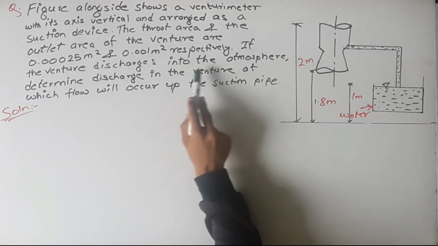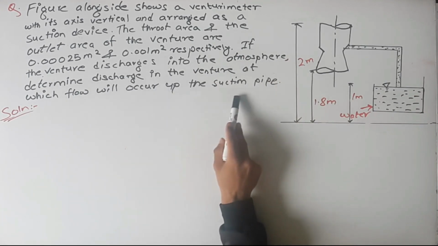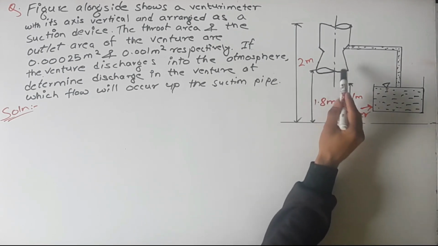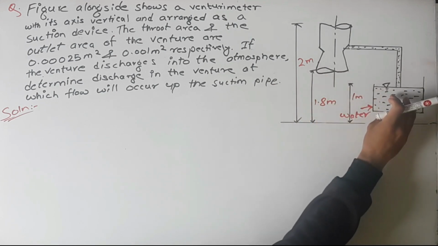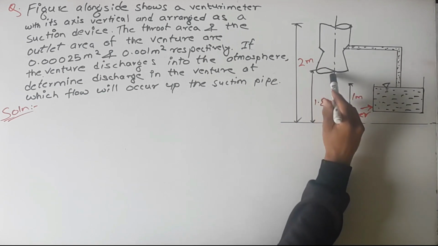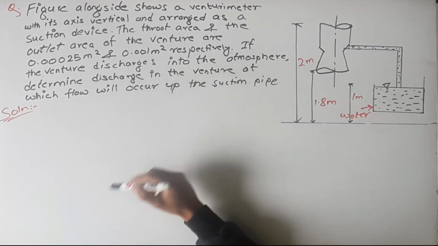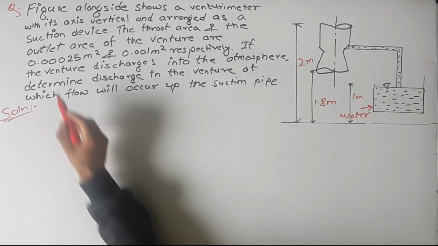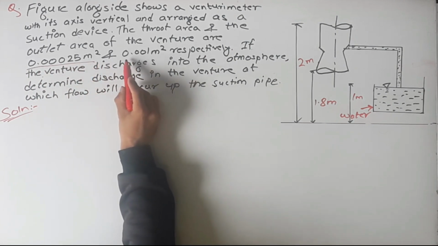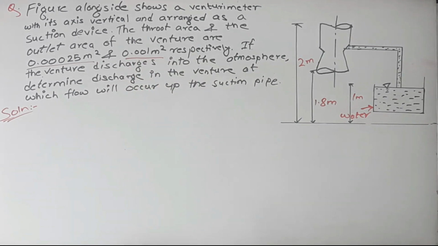If the Venturi discharges into the atmosphere, determine the discharge in the Venturi at which the flow will occur in the suction pipe. We have to find the discharge here, the minimum discharge, so that this water can flow from this outlet. For this, first of all, we will write what is given in the question. Here areas are given. This 0.0025 is the throat area and this 0.001 meter square is the outlet area. So here, given.